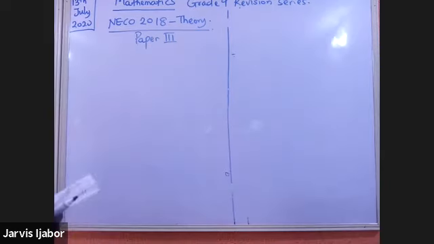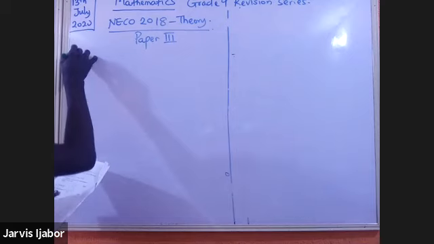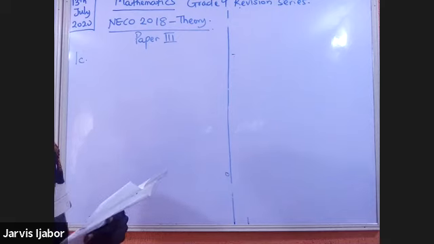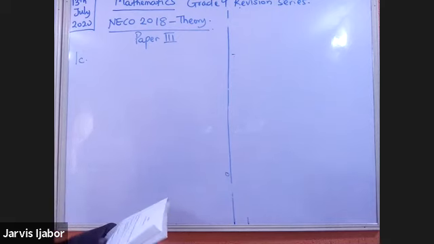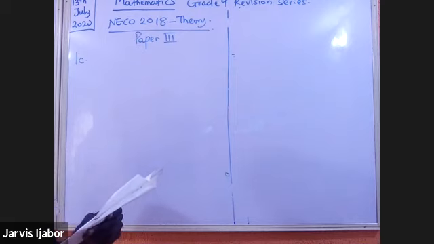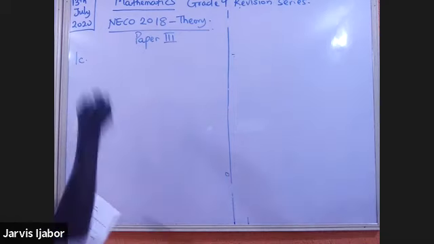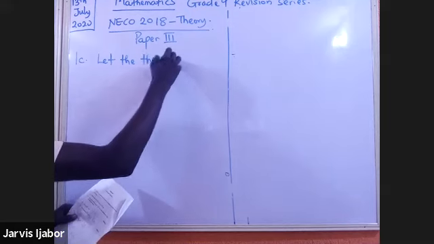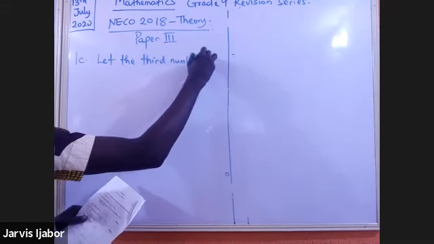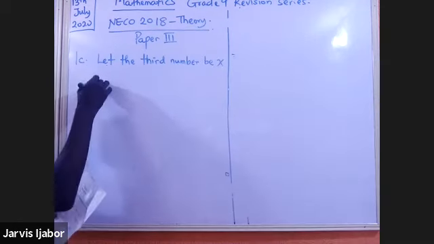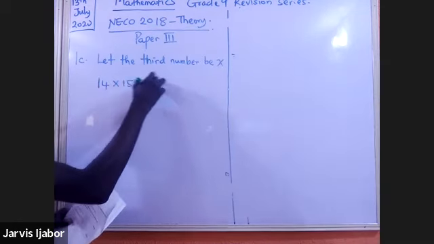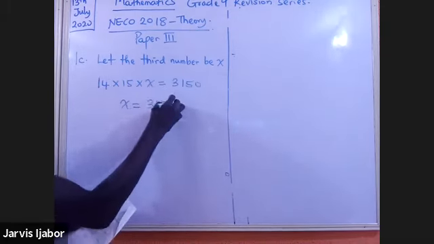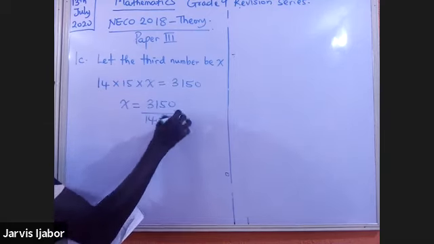Now let's look at 1C. 1C says the product of 3 numbers is 3,150. 2 of the numbers are 14 and 15. Find the third number. Let the third number be x, which means that 14 times 15 times x will be equal to 3,150. So x will now be equal to 3,150 divided by 14 times 15.